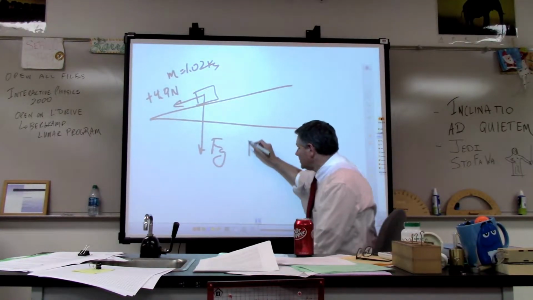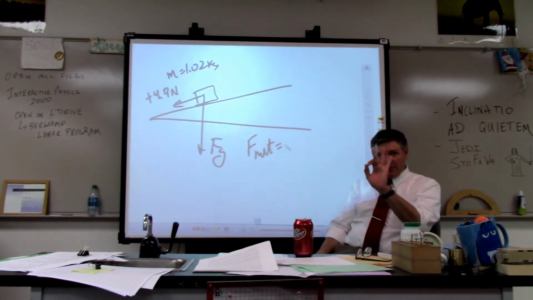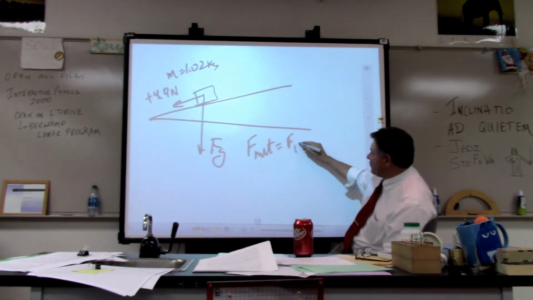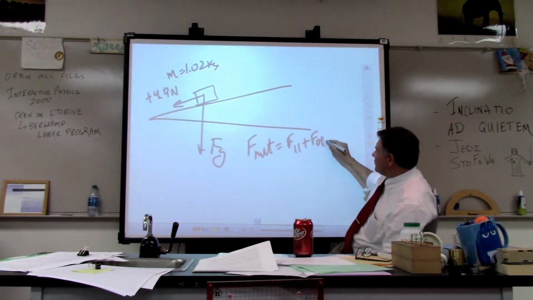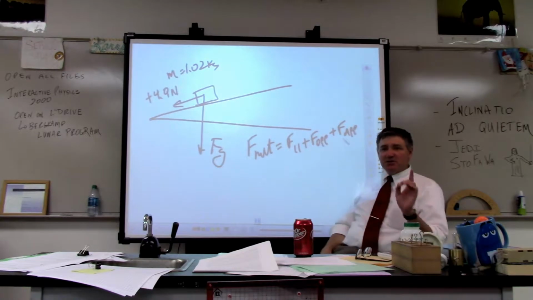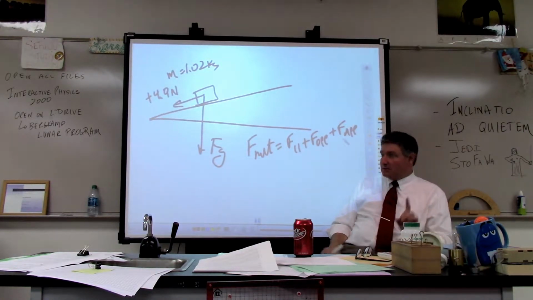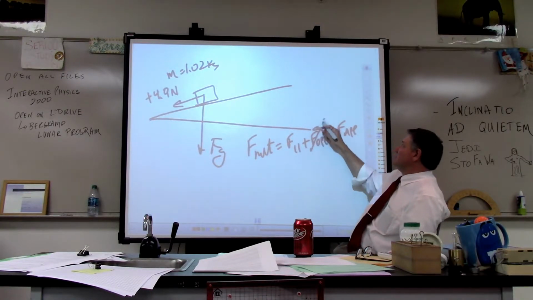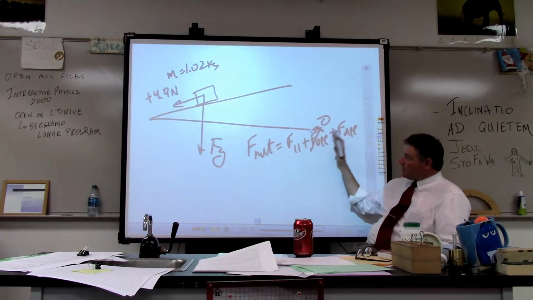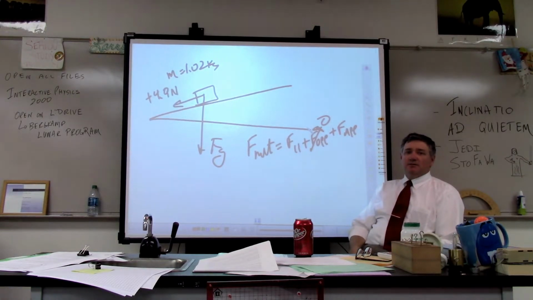Now, you go back to this. On an inclined plane, you always have three forces. You have force parallel, you have force opposing, and you have force applied. I'm still frictionless. So is there any opposing force? No. So that's still 0. So what's the only way these two values can add up to 0?